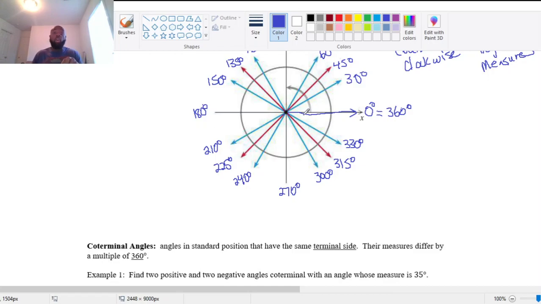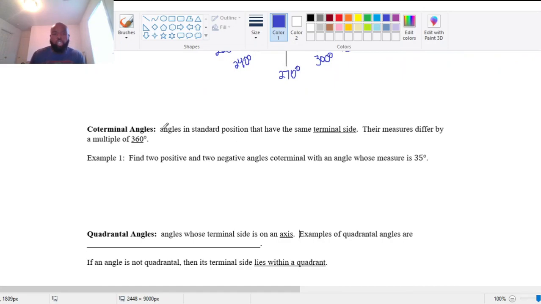But you can have an angle that goes beyond one revolution. Think about a tire on your car. If you keep driving, you're going to do multiple revolutions, and you may end up at an angle that's more than one revolution. And so we have what we call coterminal angles. These are angles in standard position that have the same terminal side. Keyword: coterminal, same terminal side.